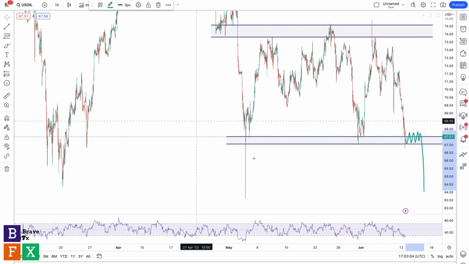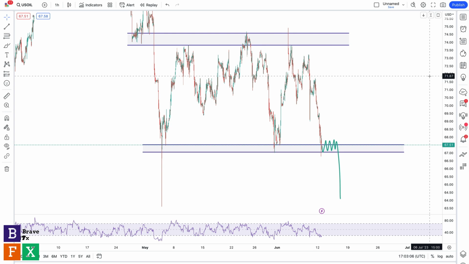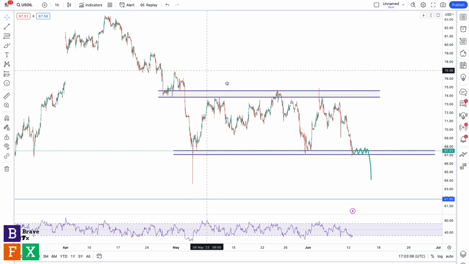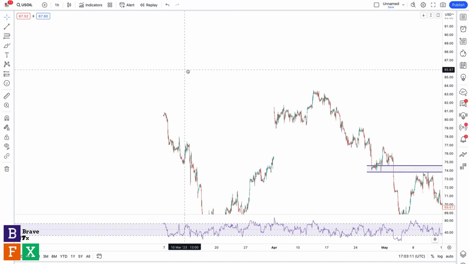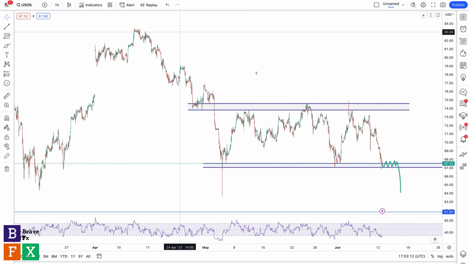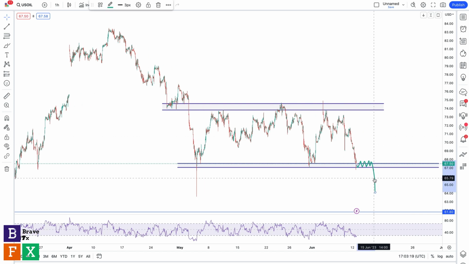This is crude oil on a 1 hour time frame in line with the downtrend. So this is a downtrend on crude oil. So I will be waiting for a consolidation around this price level and a bearish breakout to go short if we indeed get that consolidation.